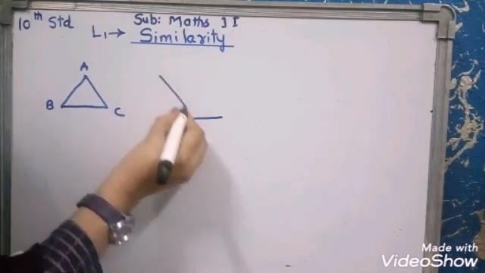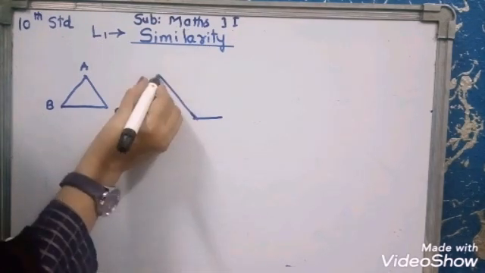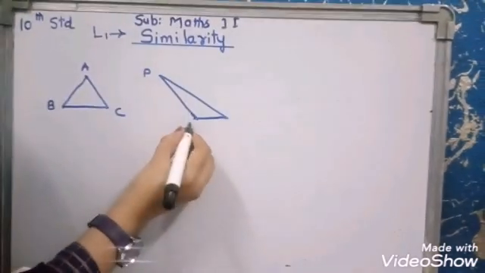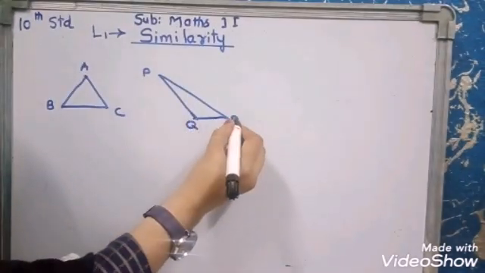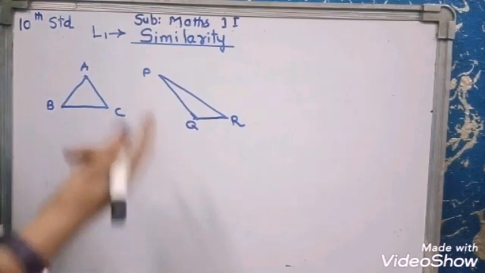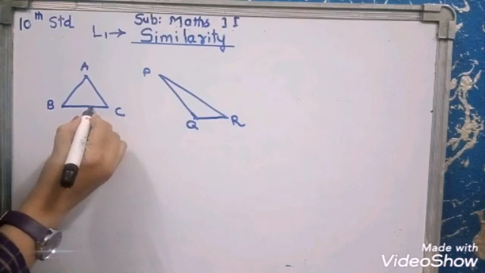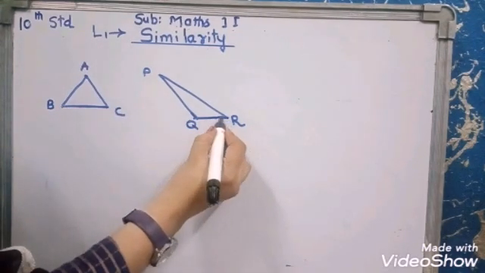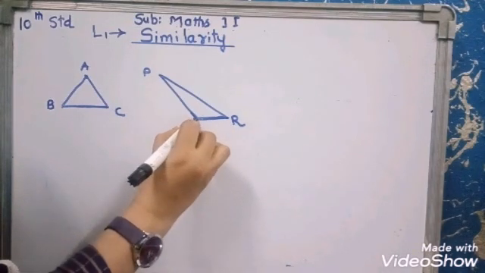Similarly, look at this diagram. Point P, point Q and point R. These are three non-collinear points. If we join these three non-collinear points, then we will get the figure called a triangle. Now look at both these two triangles. This is the base of triangle ABC. This is the base of triangle PQR.